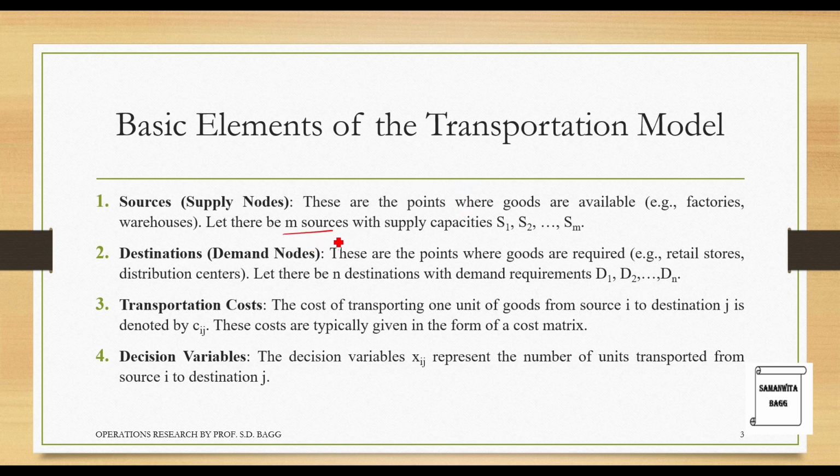So there are two terms. There are M sources, N destinations, and that is how you are going to label them. We will call sources capital S and destinations capital D. And then based on the number that they are, you can keep labeling them. Transportation costs. The cost of transporting one unit of goods from source I to destination J is denoted by Cij. These costs are typically given in the form of a cost matrix. Decision variables. The decision variables Xij represent the number of units transported from source I to destination J. So you need to remember these terms.